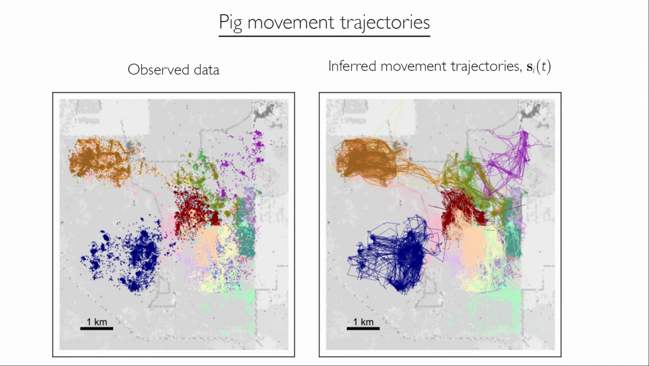So what do these data actually look like? On the left-hand side are our observed data. Colored points are GPS fixes, and different colors are different pigs on the landscape. The gray background is the landscape across which the pigs are moving. On the right-hand side, we use advances in movement ecology to infer the continuous-time movement trajectories of these pigs, which we can then feed right into our Movester model.